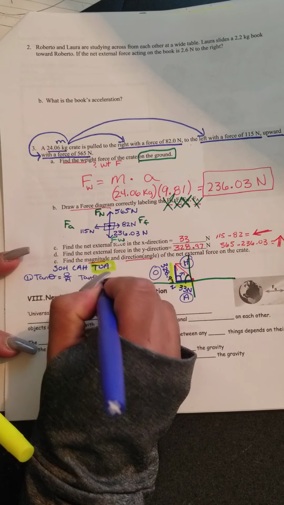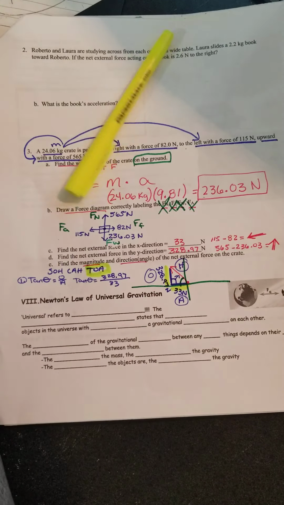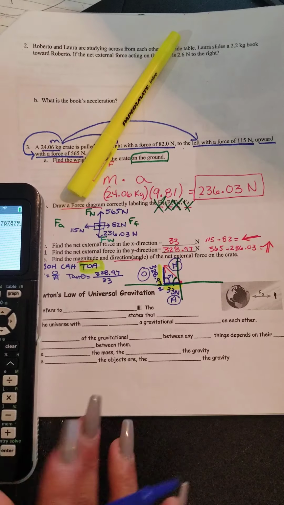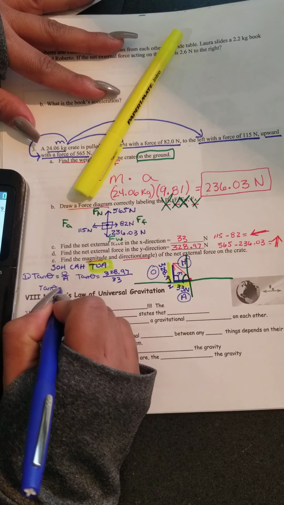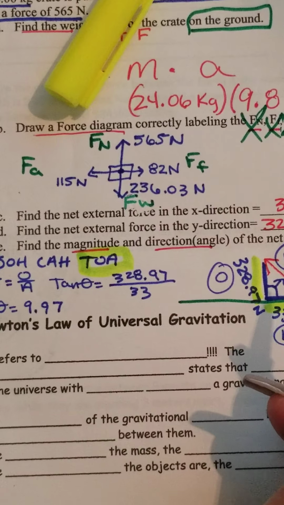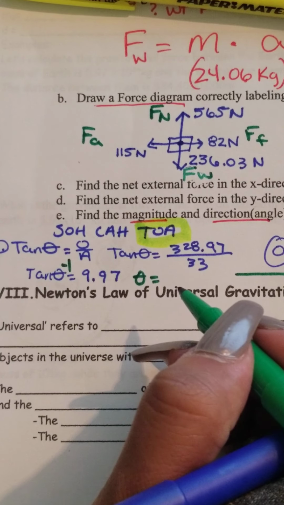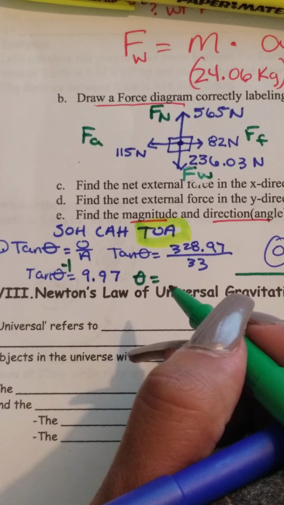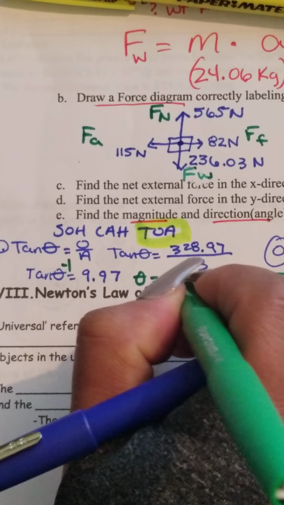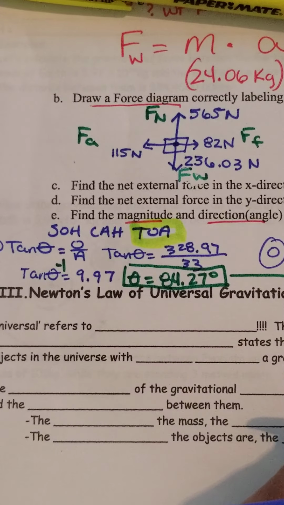Or the tan of the theta equals 328.97 divided by 33. So let's go ahead and do that. 328.97 divided by 33 comes out to the tan of the theta equals 9.97. Again, that is not my answer. I need to do the inverse of the tan, right? So let's do that, tan to the negative 1. Let's go to mode to make sure, yes, clear. Second, tan, 9.97, close parentheses, 84.27 degrees. That's part 1.